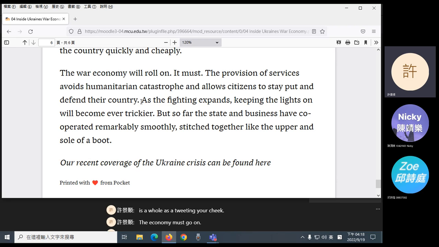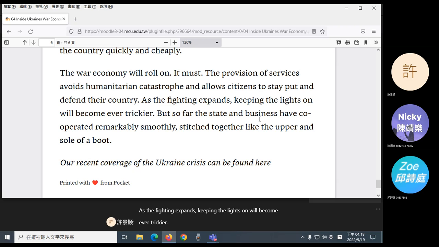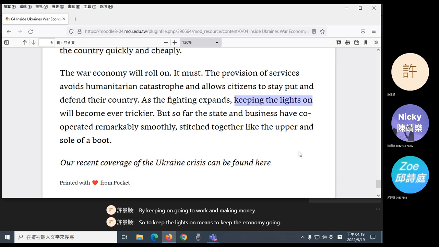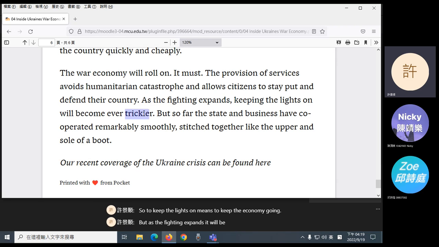As the fighting expands, keeping the lights on will become ever trickier. To keep the lights on. How do you keep the lights on? By paying your electricity bill. How can you pay your electricity bill? By keeping on going to work and making money. So to keep the lights on means to keep the economy going. But as the fighting expands, it will be trickier to do this, which means it will be more challenging. It will be harder.